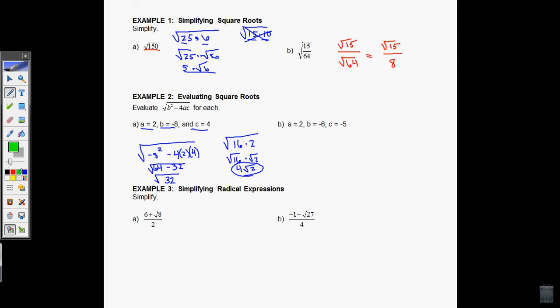Now let's look at part B. I'm going to evaluate again the square root of b squared, in this case it's a negative 6, squared, minus 4 times a, which is a 2, times c, which is a negative 5. Okie dokie. Let's see, negative 6 squared, 36. Negative 4 times 2 times negative 5, that's going to be 40, plus 40. What is 36 plus 40? 76. What? This is craziness.